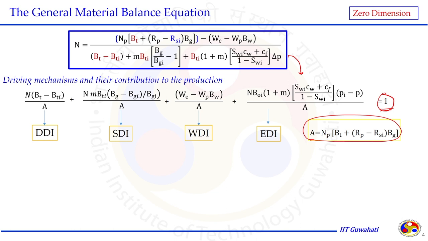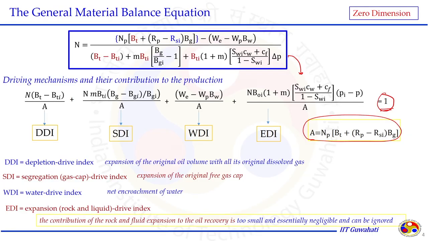So the contribution of each term in this expression is going to make the right hand side equal to 1. If one term is dominating, it means others are not effective, or it might be a situation when all the factors are contributing proportionally, but the summation of all the drive mechanisms or indices should be equal to 1. What are those drive mechanisms?